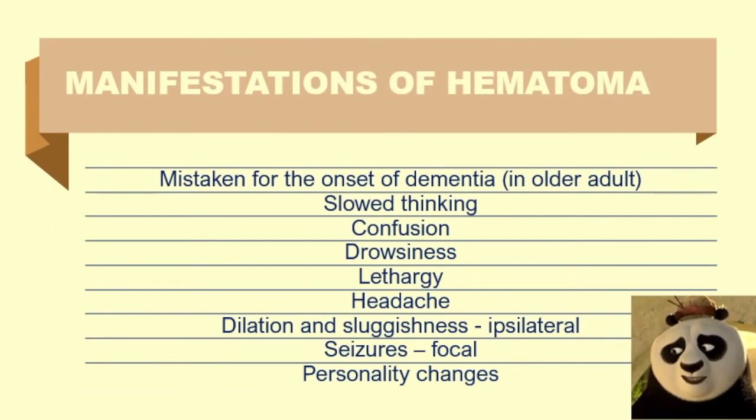Class, your patient would have the signs and symptoms of subdural hematoma, which may be mistaken as a sign of dementia in older adults. There will be slowed thinking, confusion, drowsiness, lethargy, headache, dilation and sluggishness of the ipsilateral pupil. Then you have focal seizures. In other words, partial seizures may be experienced by your patient. And then personality changes, which could be neurotic or psychotic.